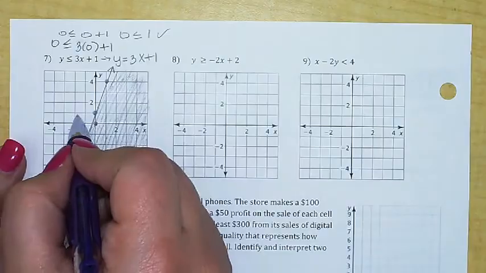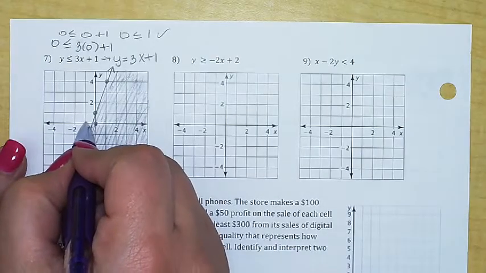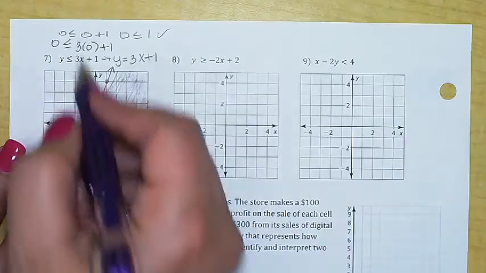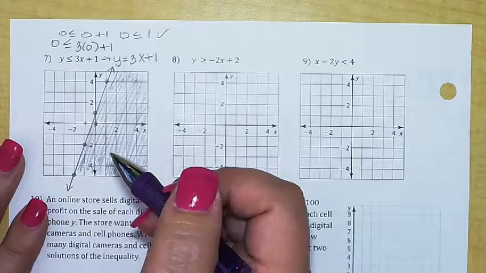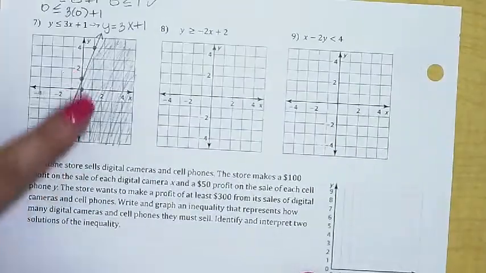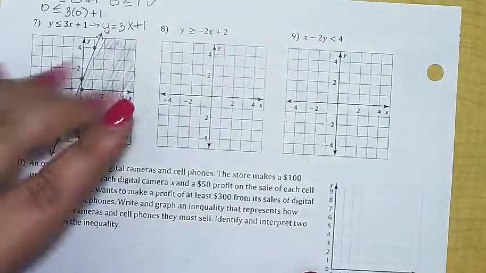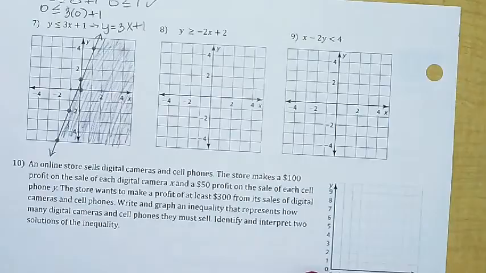If I had maybe shaded incorrectly and I pick a point, let's say I pick this guy right here, negative 1, 0, and I plug that in, you're going to notice it is false. It doesn't work. So you can always test the point on either side. Whichever side works, that's the region that is your solution.